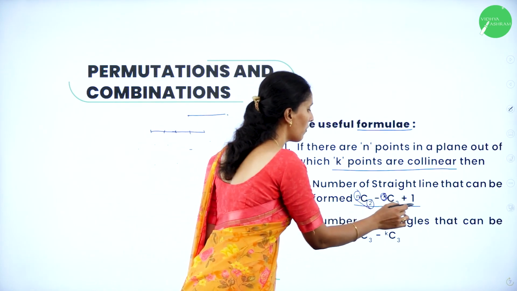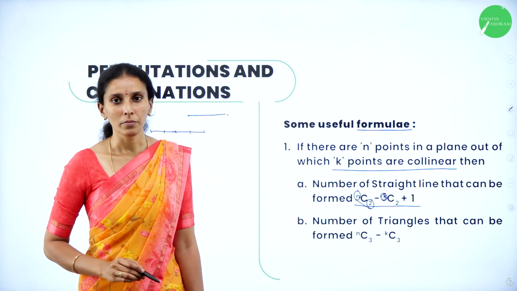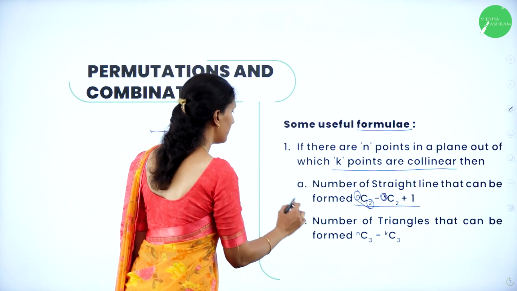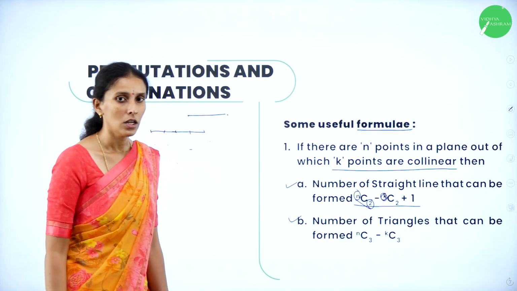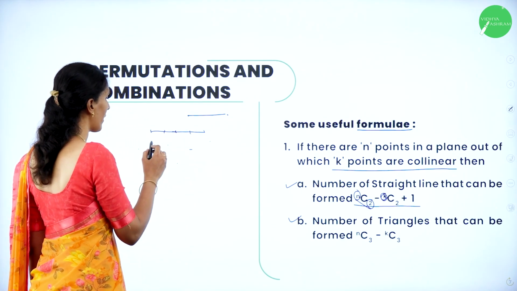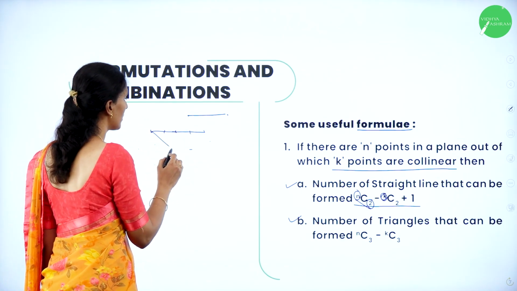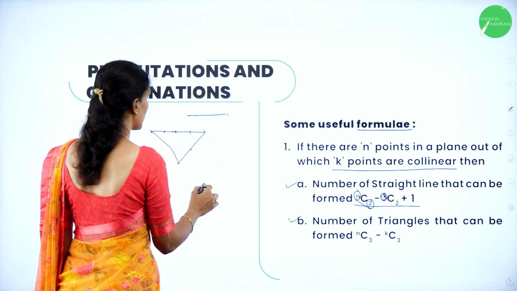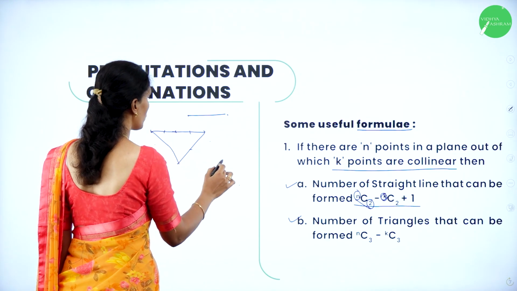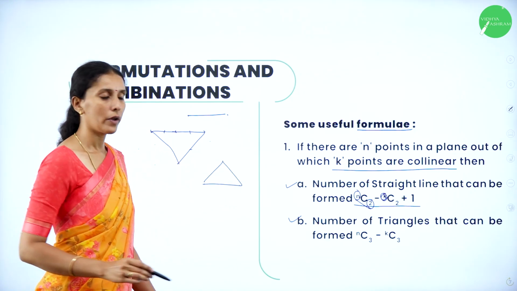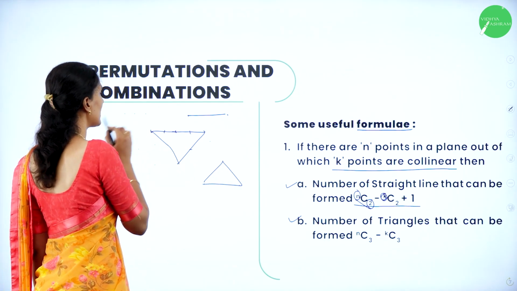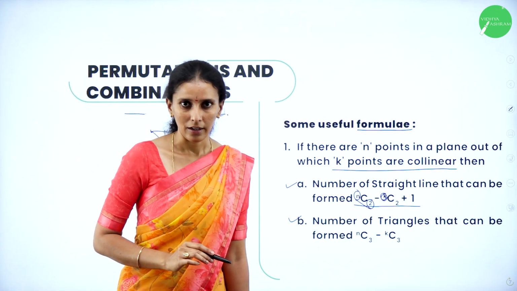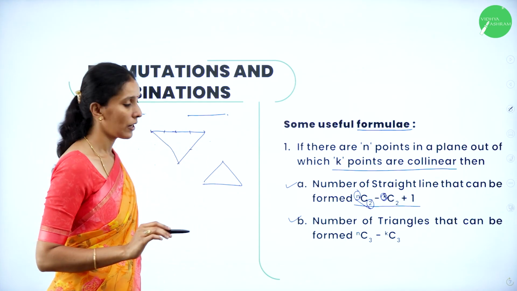So therefore the formula will be NC2 minus KC2 plus 1. What about triangles here? So line is over, triangle. How many points do we need to draw a triangle? I need 3 points to draw a triangle. See, 3 vertices, any 3 vertices which are non-collinear. If the points are on the same line, then I cannot draw a triangle. So there must be non-collinear points.